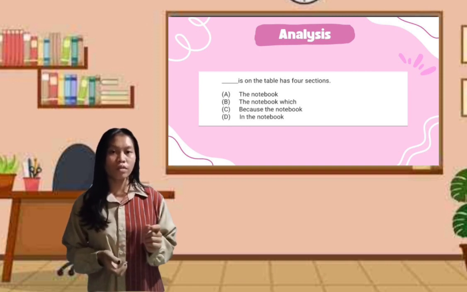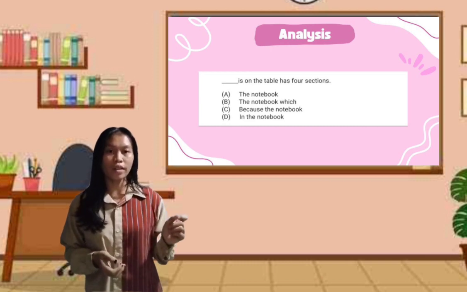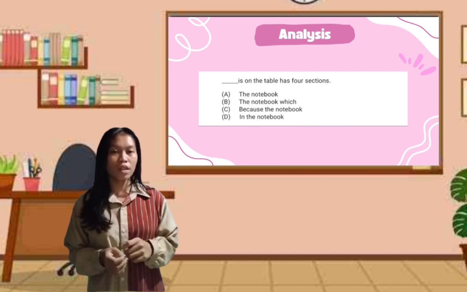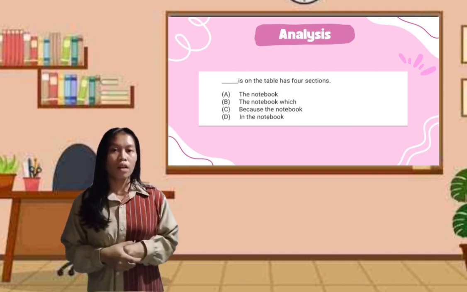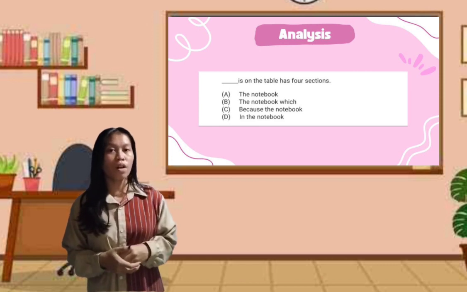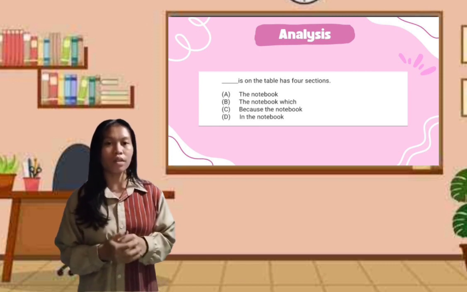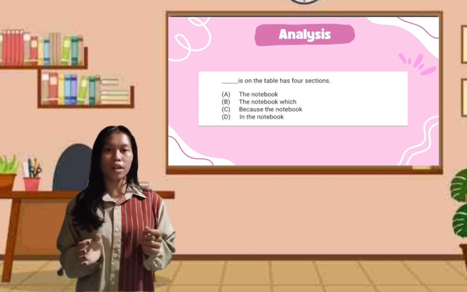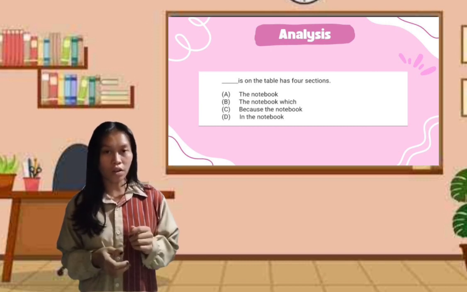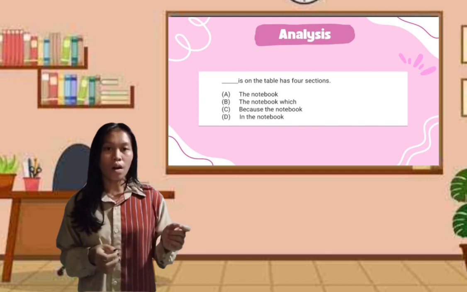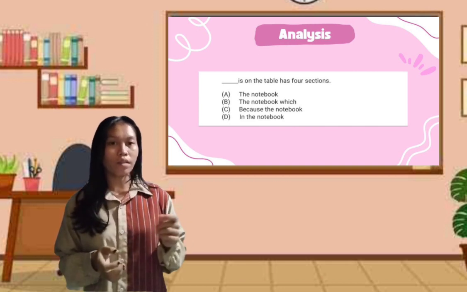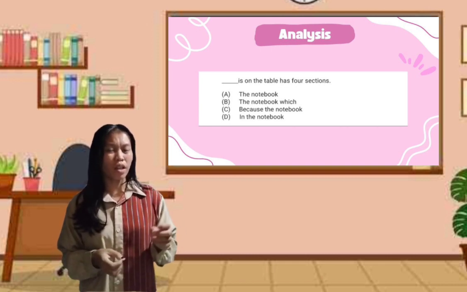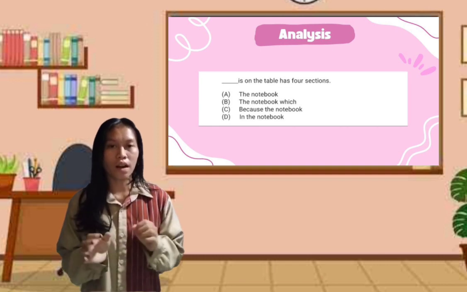Let's look at an example. A. The notebook. B. The notebook weight. C. Which because the notebook. D. In the notebook. In this example, you see the verb is and need a subject. The table is not a subject because on the table is the object of the preposition. The subject is answer B, so answer B is the correct answer.